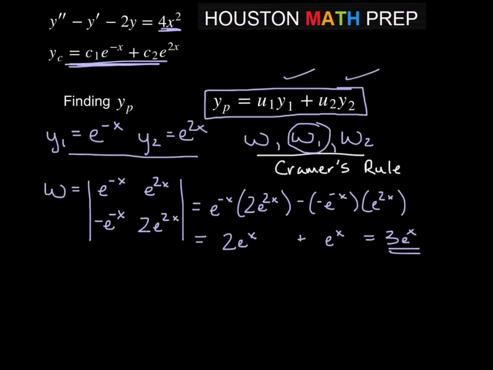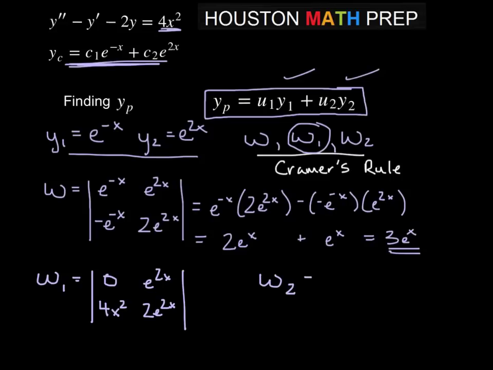Okay, so let's just do W1 and W2, and hopefully you'll see the idea of what we're doing here. So W1 is going to be equal to the determinant. So W1, take out the first column, replace all zeros except for the last entry should be g of x, which is 4x squared. And don't touch any other columns, so we'll leave e to the 2x, we'll leave 2e to the 2x. So we find the determinant of that matrix, that'll be W1.